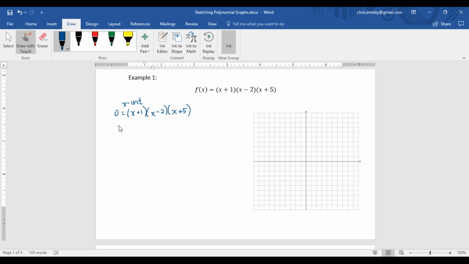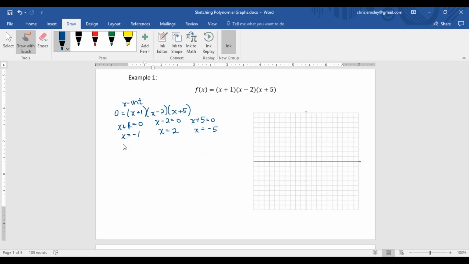And then we take each one of those factors and set them equal to 0. Sorry, x plus 1 equals 0. So that means our first x-intercept is going to happen at -1. Or x minus 2 equals 0, so there's another x-intercept at 2. Or x plus 5 equals 0, our third x-intercept at -5. Okay, so those are our x-intercepts.